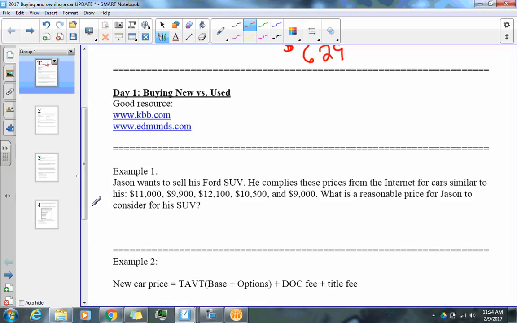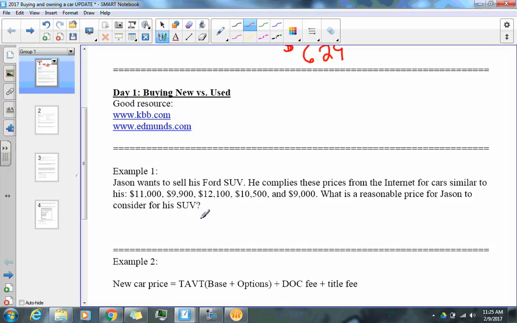Jason wants to sell his Ford SUV. He compares prices from the internet for cars similar to his: 11,000, 9,000, 12,000, 10,000, 9,000. What is a reasonable price? There's really no right or wrong answer when it comes to the exact answer.